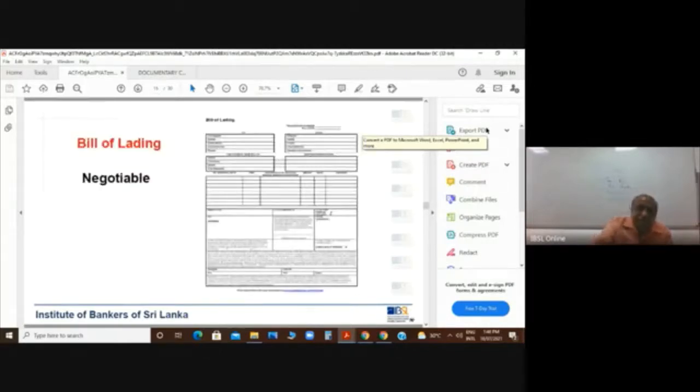Right? And this is a sample of bill of lading. I don't know whether you can see it clearly. Place of loading, place of discharge, amount, everything is there, right?